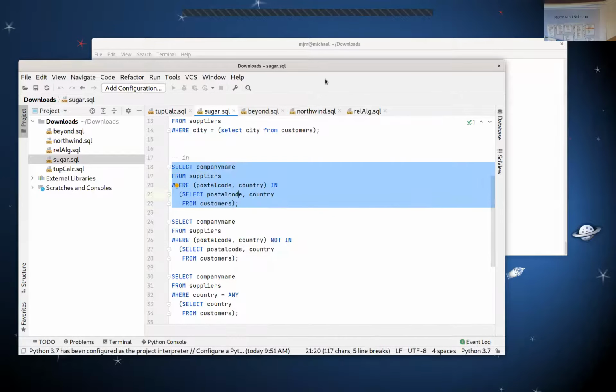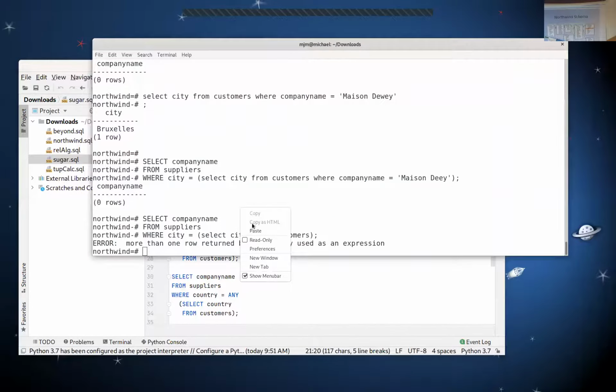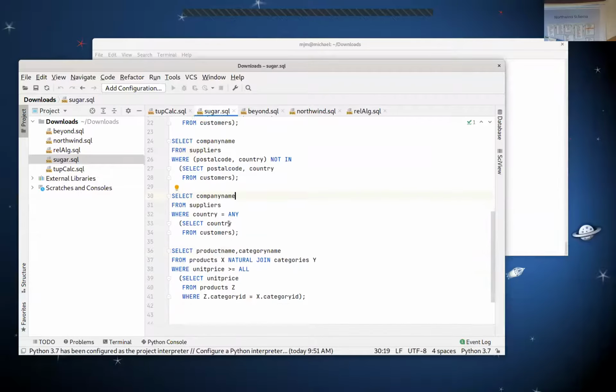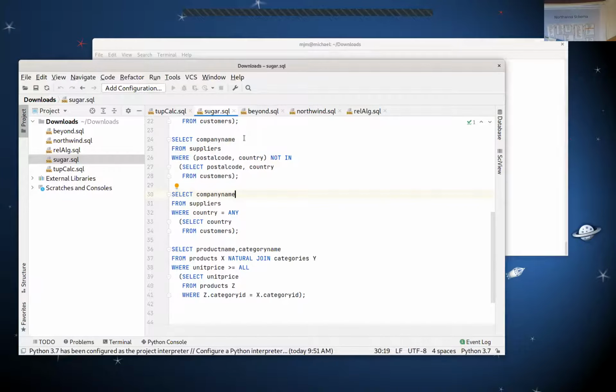So these are sugary things that go beyond the tuple calculus and relational algebra that we were doing, but they're not really increasing the expressivity of the language. You can say NOT IN, and then you can say stuff like ANY. Basically this means it's going to search through this and find if any match. It's kind of like there exists.